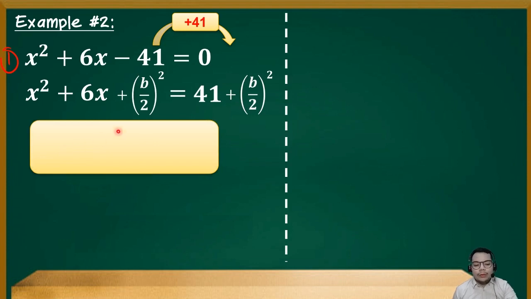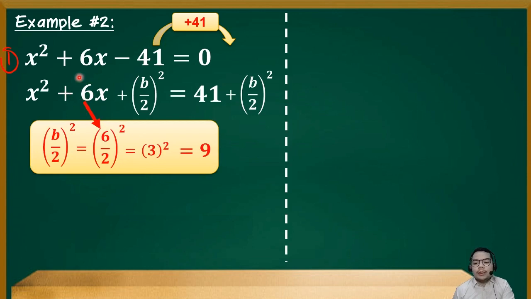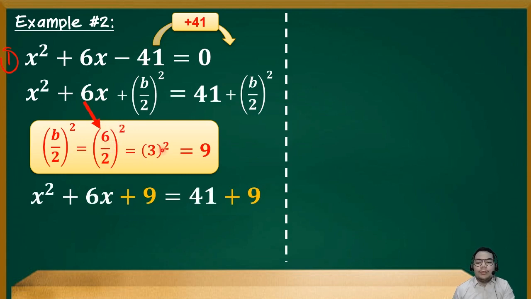Next, we'll use once again b over 2 quantity squared. Since our b is positive 6, just substitute it. We have 6 over 2 squared. Then 6 divided by 2 is 3. 3 squared is 9. So we add 9 to both sides. Just replace that in the given equation since we already solved the value, which is 9. So plus 9 on both. Our x squared plus 6x plus 9 will now be a perfect square trinomial. And later on, we can also simplify 41 plus 9.